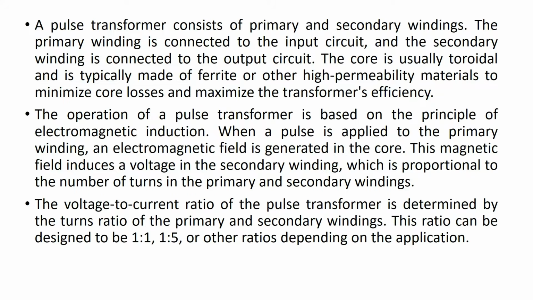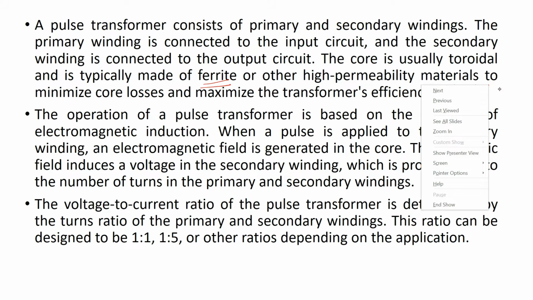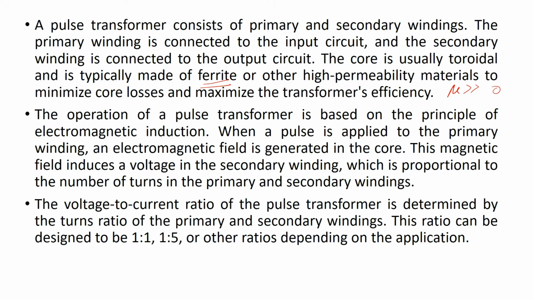The core is nothing but a circular-shaped rod. The core is made up of ferrite or other high permeability materials. That is, the permeability mu is taken as a high value, greater than 10. The operation of a pulse transformer is based on the principle of electromagnetic induction, as I mentioned earlier. The primary and secondary are coupled due to induction. The turns ratio of the primary and secondary will be like 1 is to 1 or 1 is to 5. It's a very low turns ratio.